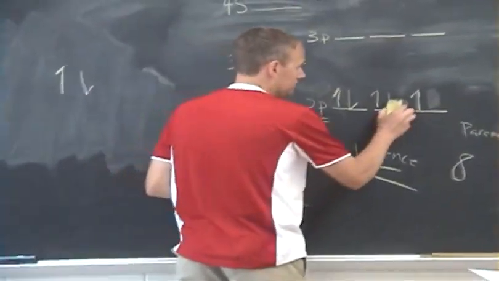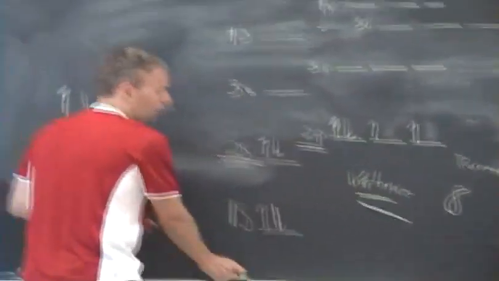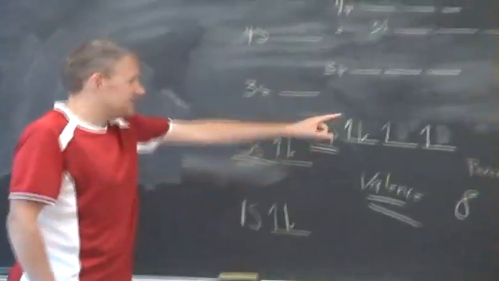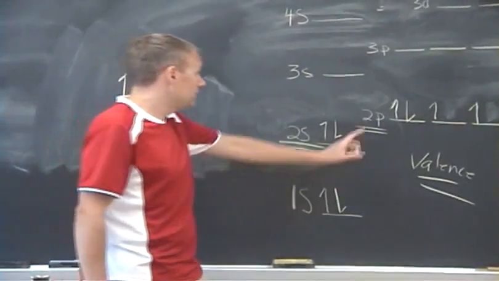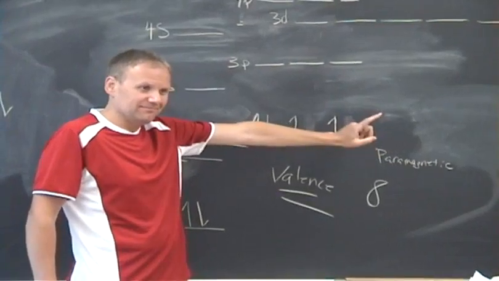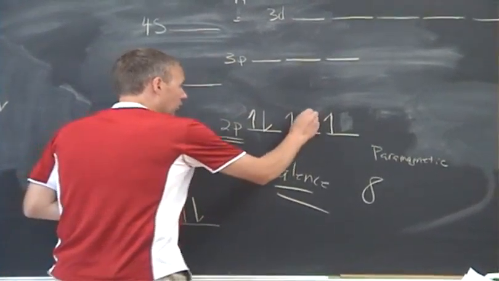Let's go back a little bit more. Oxygen, we said, had 6 valence electrons. What does it want to do to be happy? Gain 2. So if it gains 2 electrons, it will be happy. Let's continue on here a little bit.